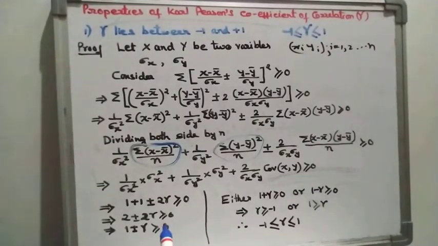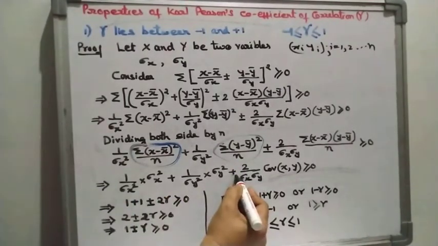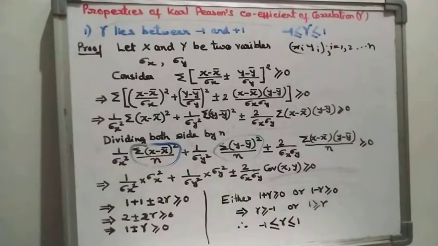Now this will cancel, so we will get 1 here, plus again this will cancel and we will get 1, then here it is plus minus.